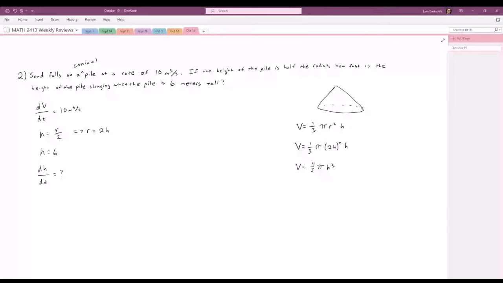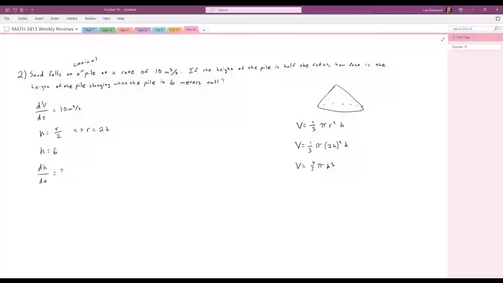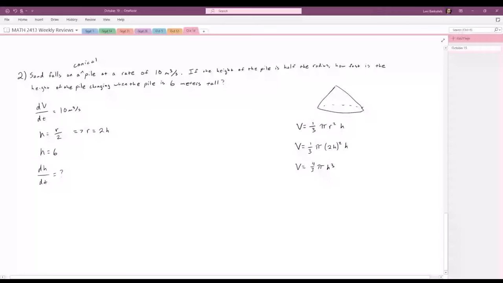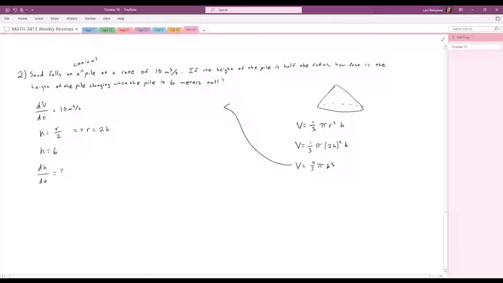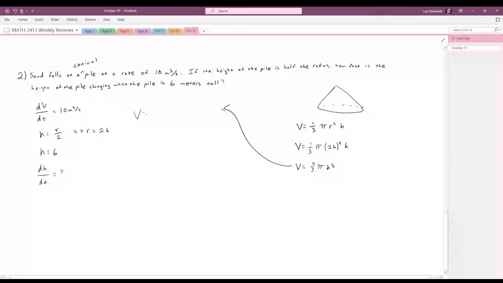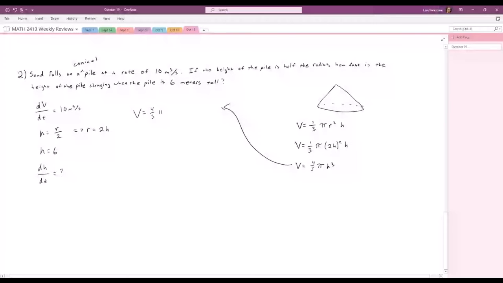And you messed up on squaring 2h. I don't know if that would have gotten you as far off as you were, because 4 as a denominator doesn't seem quite right to me. We'll just finish out the problem. I'm going to move this up to the middle. V equals 4/3 pi times h cubed.